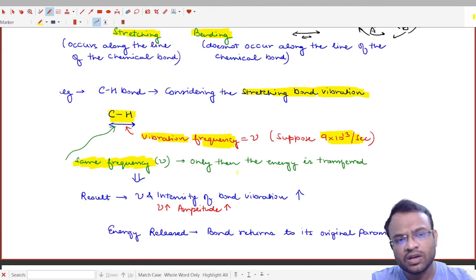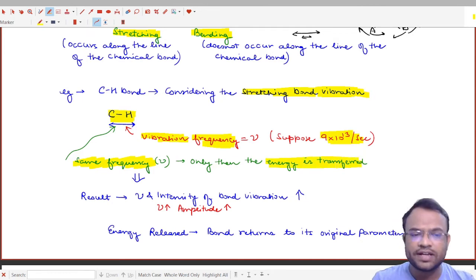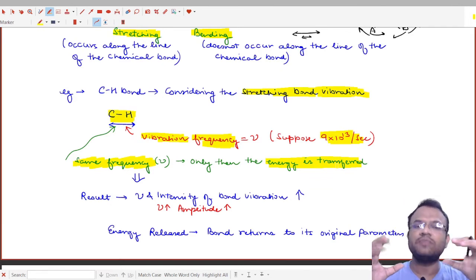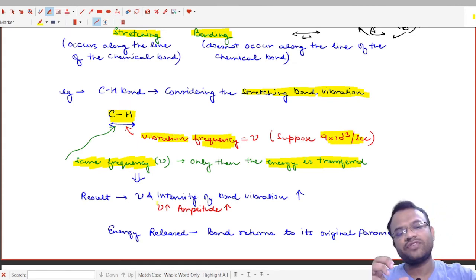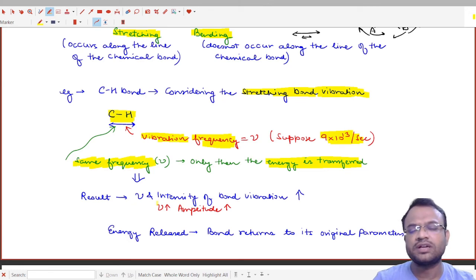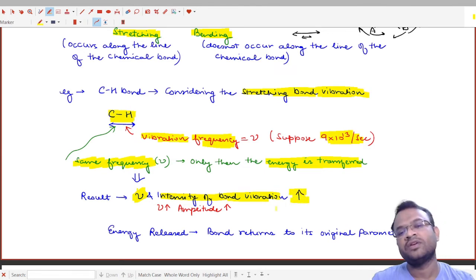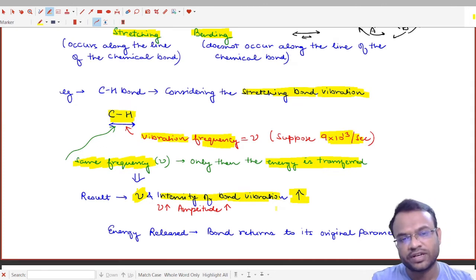So when these frequencies are identical or match, only then the energy is transferred. From where would the energy be transferred? The energy would be transferred from the incoming infrared radiation to the vibrating molecule. So what would be the result if the infrared radiation is absorbed? The frequency as well as the intensity of the bond vibration both will increase.